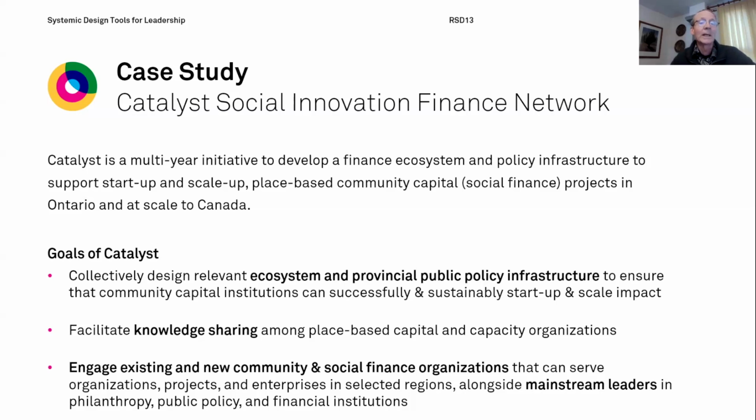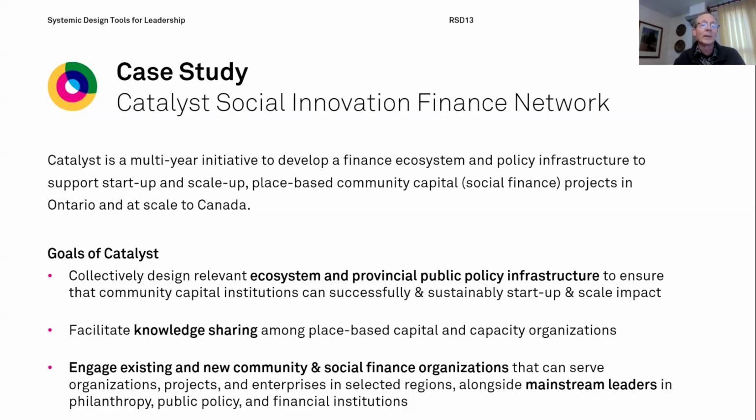We have done 3 horizons work with Catalyst. The strategic intent of the project is to develop a financial ecosystem and policy infrastructure within Canada that can support social startups and scale up from place-based, for example, community capital projects in Ontario primarily, where Catalyst has been located, and it's scaled to Canada.